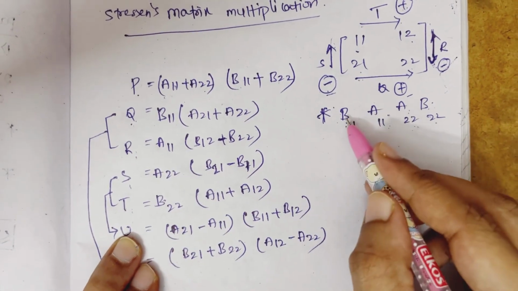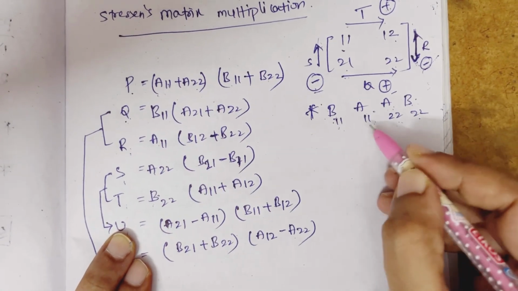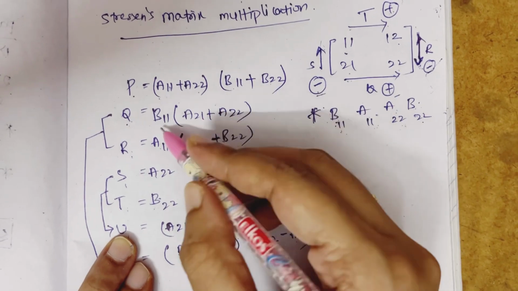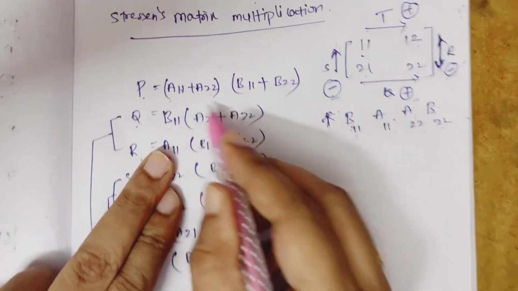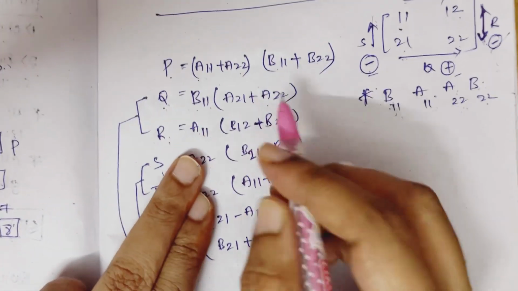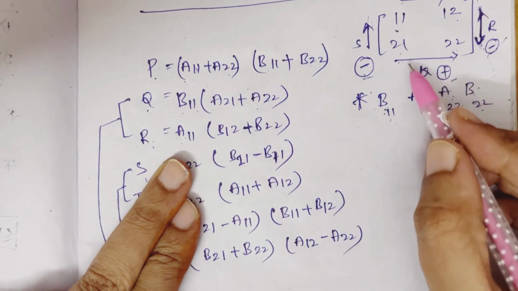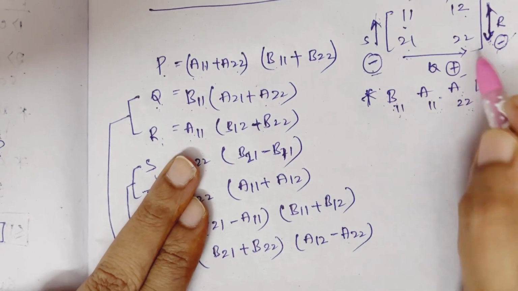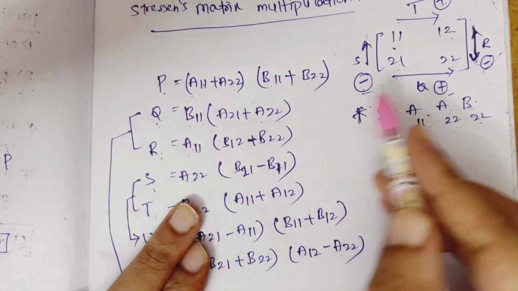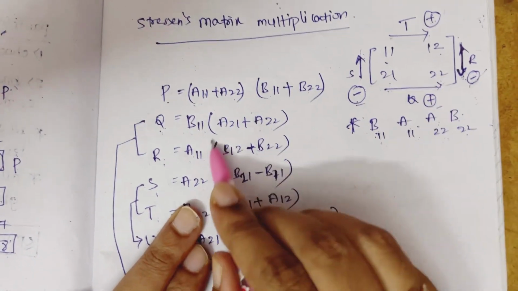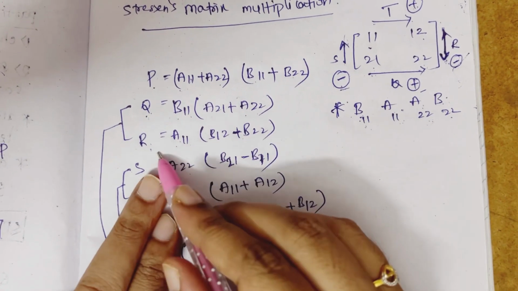For Q, R, S, T we have to take B A A B and 1 1 1 1 2 2 2 2, the same as before. Now where the B value is outside, inside we have to repeat the A value. If the A value is there, we have to write the B value. So what is the Q value here? Q is from left to right: 2 1 2 2. B is outside, so inside we write the A value: A21 A22, and we consider plus, like this.